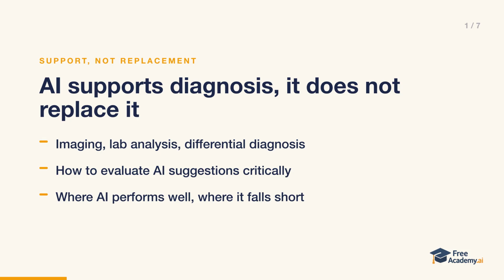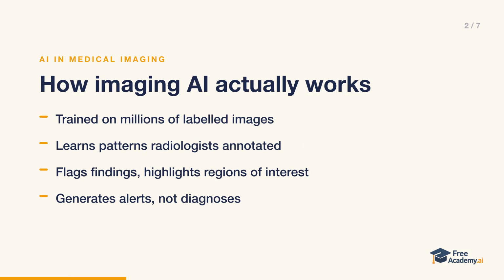Medical imaging is where AI has made the most measurable clinical impact, and the reason is simple. Images are data-rich, the patterns can be subtle, and the volume of scans keeps growing faster than the radiology workforce. Imaging models are trained on millions of labeled images. A chest X-ray model, for example, learns from datasets where radiologists have annotated findings like nodules, pneumothorax, or cardiomegaly. The model learns those patterns and can then flag them in new images.